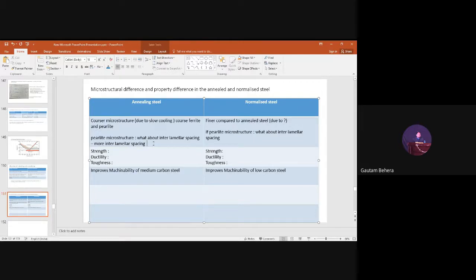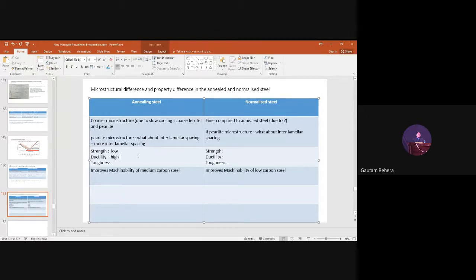How many of you remember, if interlamellar spacing is more, what happens to the strength and hardness? Strength decreases. It will decrease. You can understand that strength will decrease, the hardness will decrease. Then what is the strength of the steel we have? Low or high? Low. Very good. What about ductility? High. Very good.